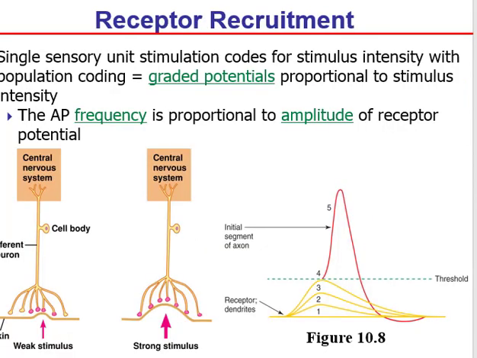Here we have a single sensory unit receiving weak stimulus on the left and much stronger stimulation on the right. These modified dendritic receptors become depolarized, and when the additive effects of EPSPs cause the receptor to reach threshold, an action potential is sent, which codes for stimulus intensity with population coding. Remember, these graded potentials are proportional to the stimulus intensity. You can think of this as the action potential frequency being proportional to the amplitude of the receptor potential.